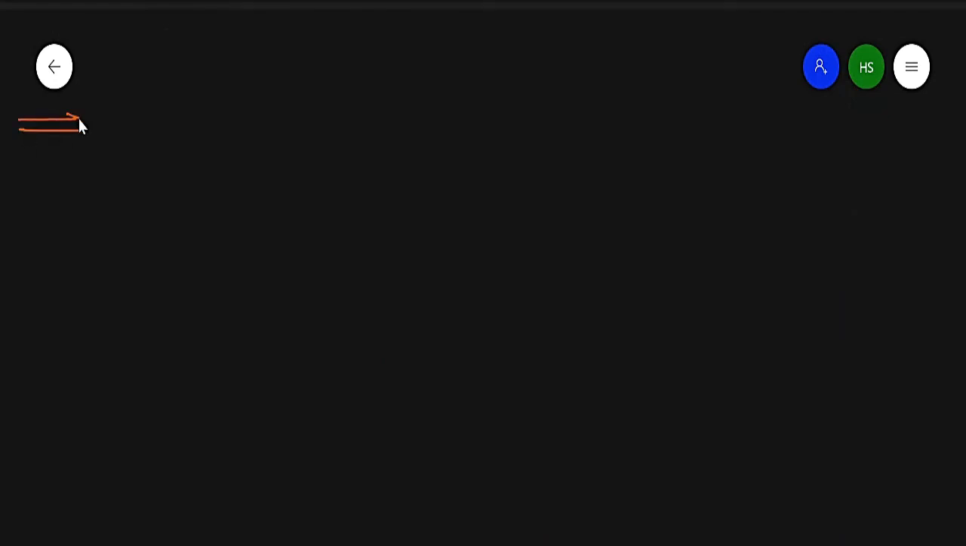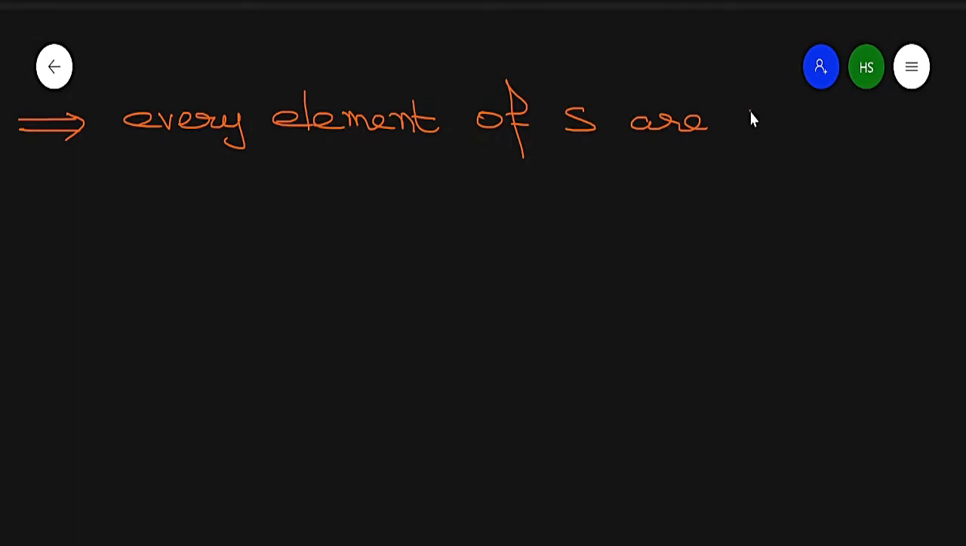Every element of S is distinct. If every element of S is distinct, then it implies the order of S is equal to T. The order of S is equal to T. If the order of S is equal to T, now from equation number 1, what do we get?